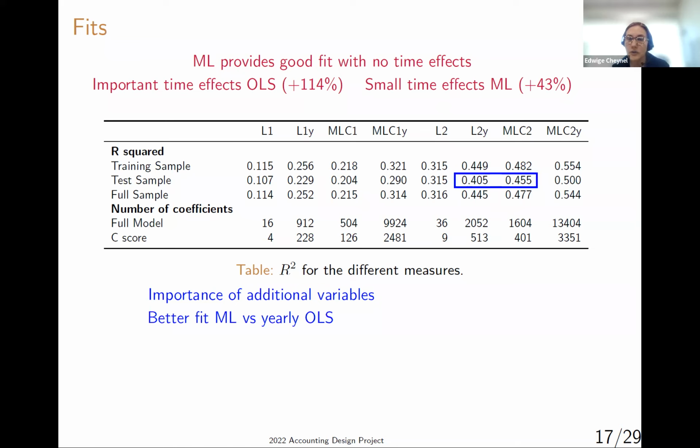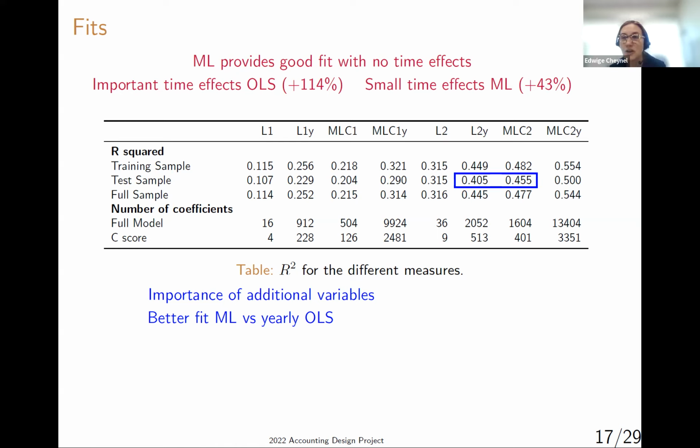So now, if we look at the comparison between the linear model that is taking into account the effect of the time and the effect of the additional variables, we notice that our machine learning model, which does not take into account the time effects, is returning a much higher fit. You see, 0.45, whereas for the linear model, it's only 0.40.